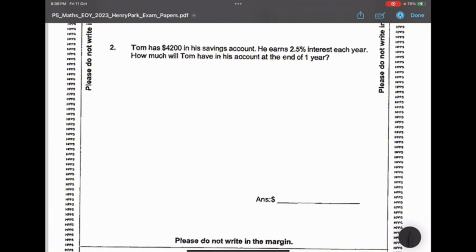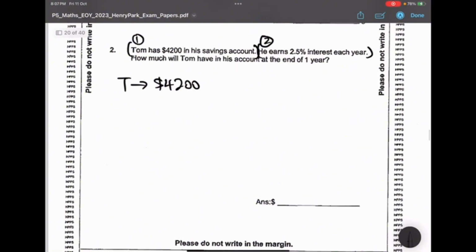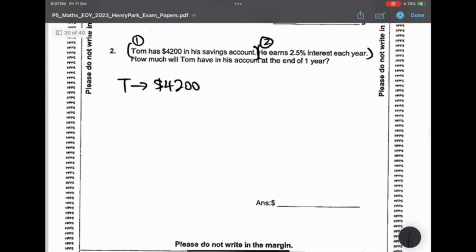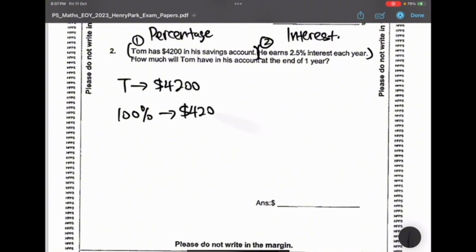Jumping right into question number 2, Tom has $4,200 in his savings account. Sentence number 1 says that his savings account, Tom, has a total of $4,200. Now looking at sentence number 2, it says he earns 2.5% interest each year. Alright, so annually he has an increase of 2.5%. Immediately I know that this is a percentage question, and the concept of this question is interest. Alright, so I know that my 100% equals 4,200.